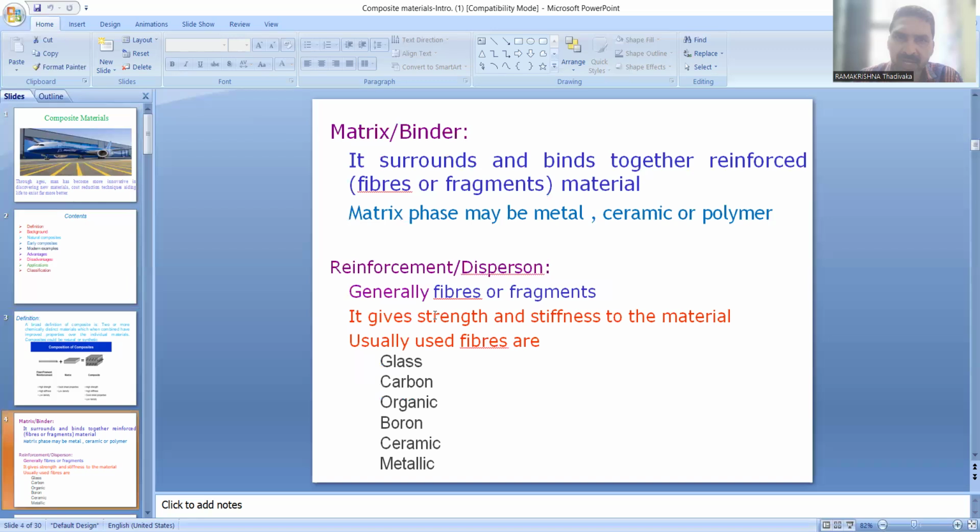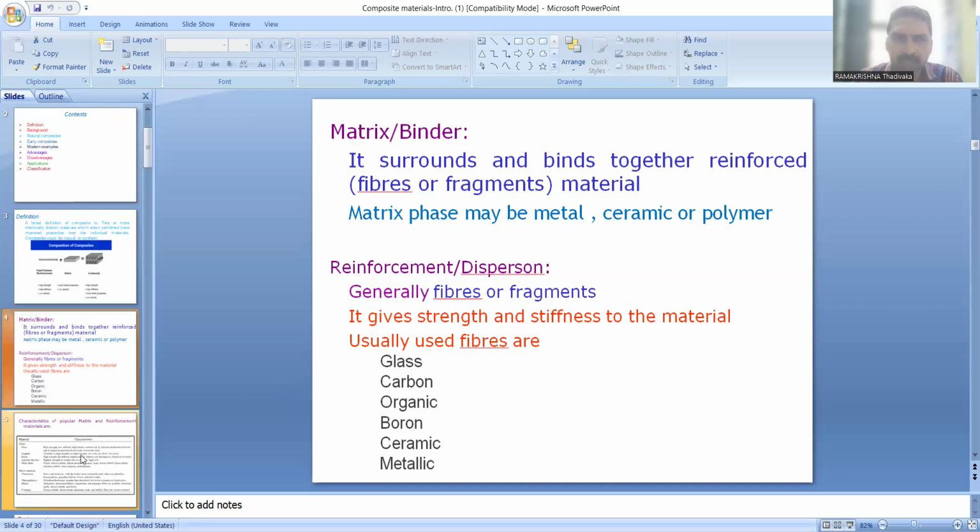The matrix phase may be metal, ceramic, or polymer. Next one is the reinforcement. Reinforcement is generally fibers. It gives strength and stiffness to the matrix. In the classification, fibers are generally glass, carbon, organic, boron, ceramic, or metallic fibers used in composites.